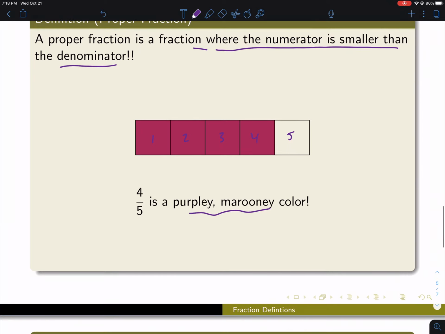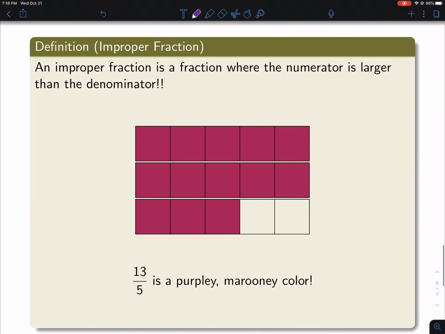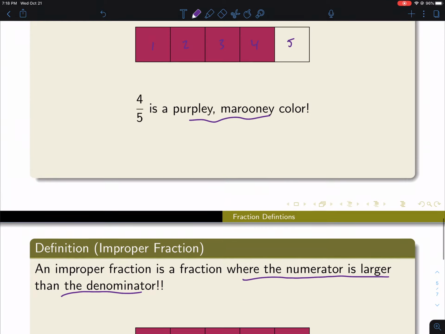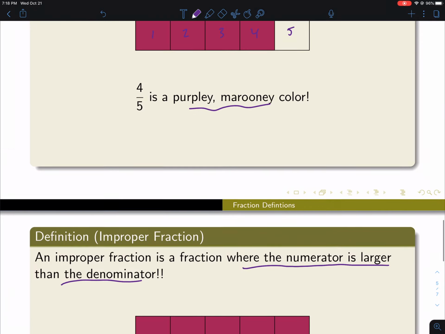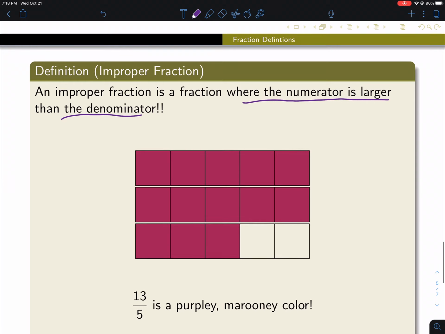All right. So the next one's an improper fraction. And so this is kind of the opposite. This is where our numerator is going to be larger than the denominator. And so notice in this case, instead of having just one row or one fraction strip, I've actually got multiple fraction strips. So in this first case, I've got 1, 2, 3, 4, 5.